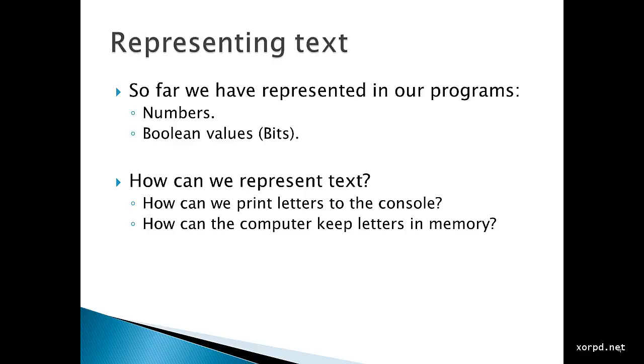Representing text. So far we have represented in our program things like numbers and Boolean values. By Boolean values I mean, for example, the flags in the flags register. And by numbers I just mean the usual numbers that we have seen so far. We have learned about signed and unsigned numbers and so on. But then comes the question, how can we represent text? Which means, how can we print letters to the console, or how can the computer keep letters in memory?